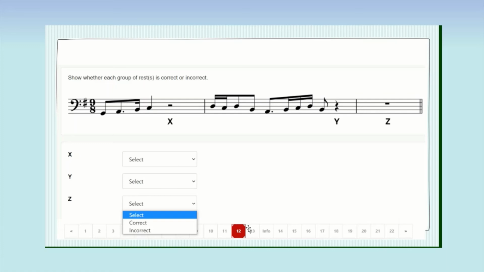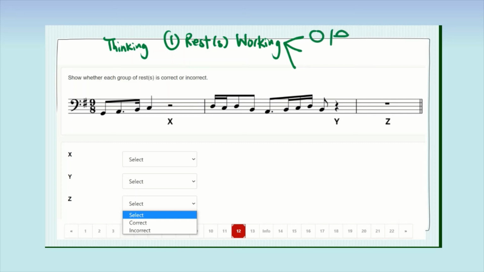Okay, this is question number 12. Show whether each group of rests is correct or incorrect. When we are doing this question, the first thinking step is always to think about our rests and workings, remember? There are always 3 workings. First is either to draw a circle or half based on the time signature. Sometimes you need both circle and halves.